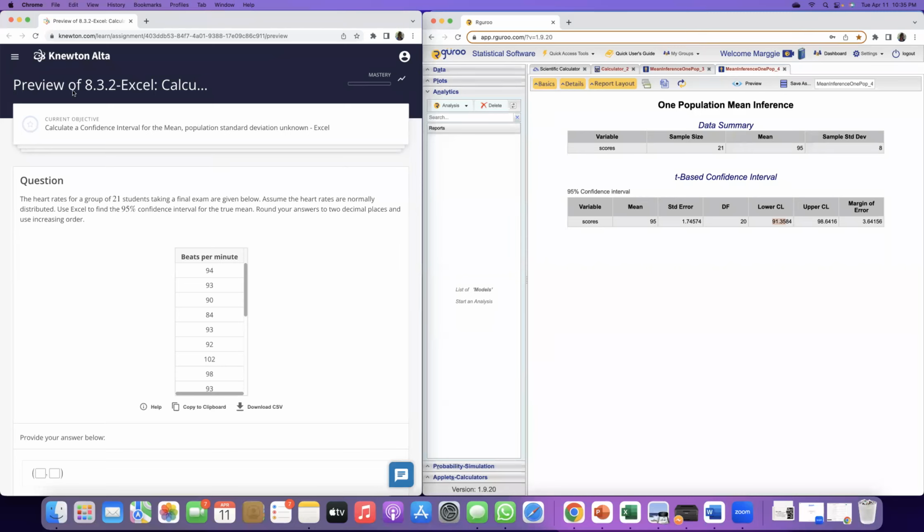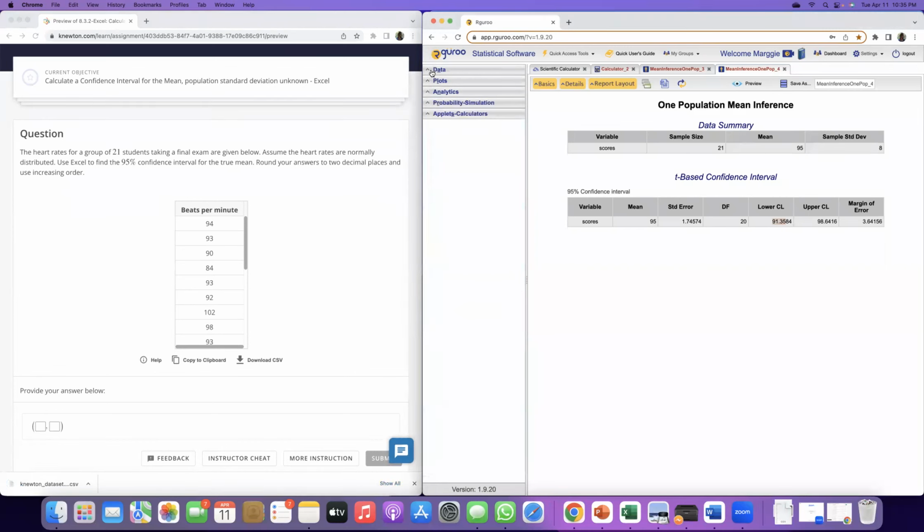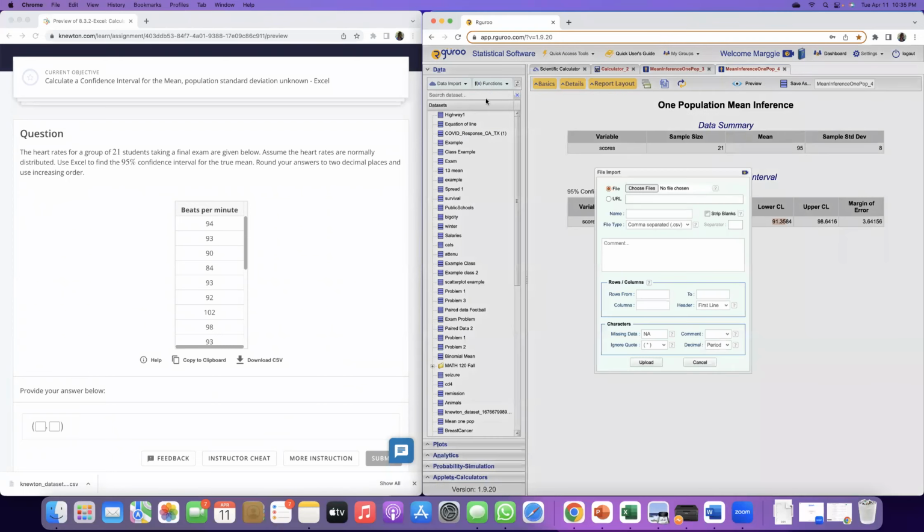All right, so now continuing on with section 8.3.2, again, we are in the same kind of situation. We want to find the confidence interval for the mean when the population standard deviation is not known. The only difference now is that we are given data sets. So same as before, I'm going to download this. And I'm going to start here by importing that data set. So I'm going to choose that from my download folder.